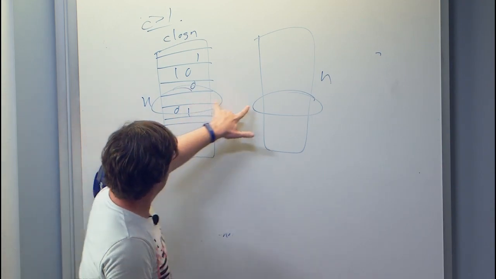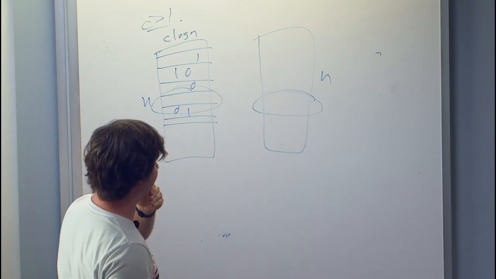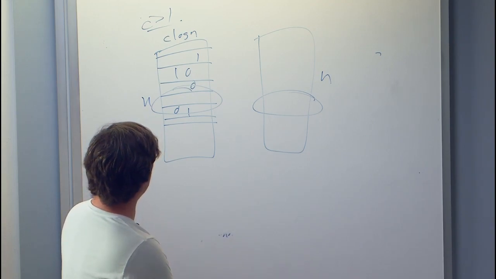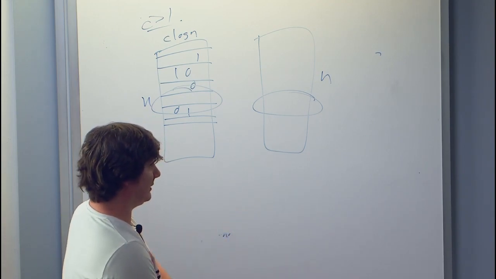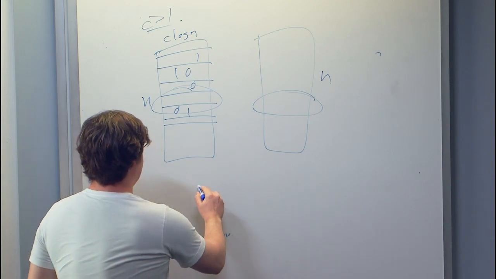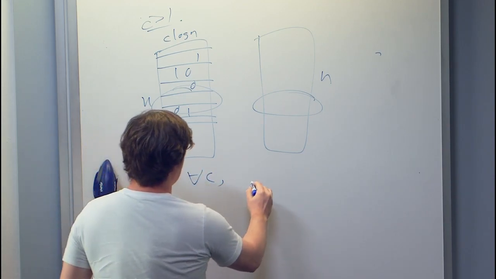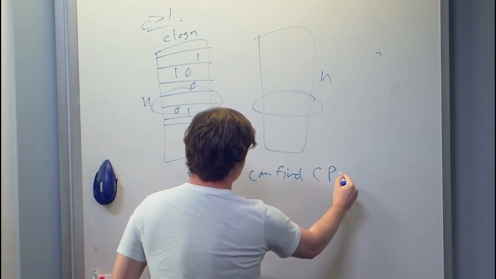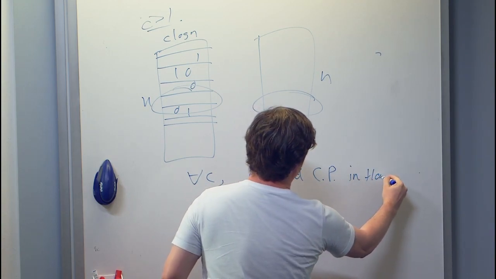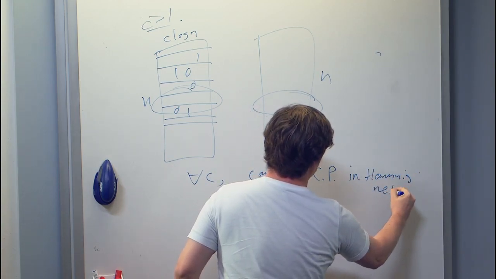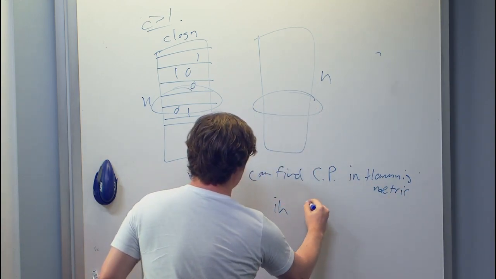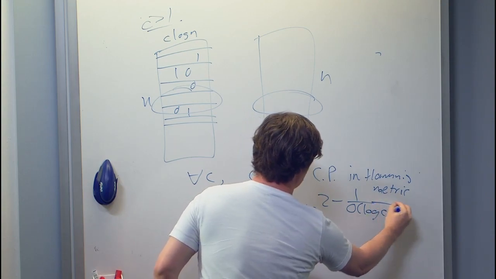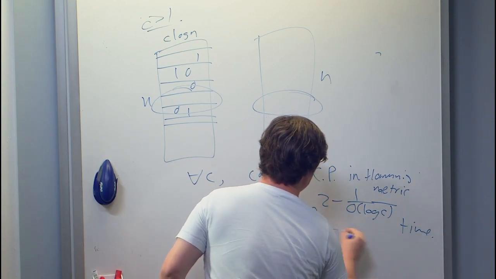Okay. So just find the ones with the fewest number of bits which differ. All right. So this problem comes up in many, many different contexts. What we can show using probabilistic polynomials is that for every constant C, you can find this closest pair in the Hamming metric in n to the 2 minus order 1 over log C time.